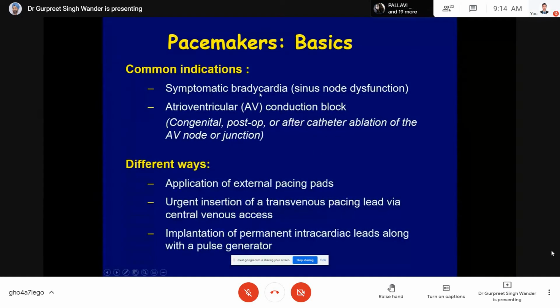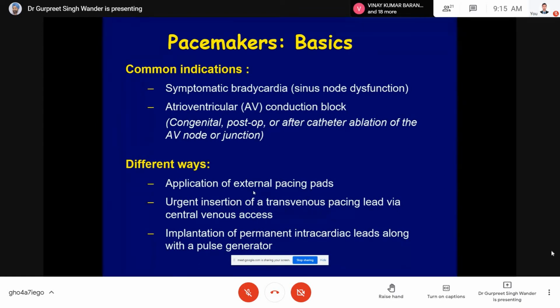So as I said, they can be useful in symptomatic bradycardias or in AV blocks. Now these symptomatic bradycardias could be when the sinus node is actually diseased, and AV block is when there is a conduction abnormality. So how we can do a pacemaker is we can do a temporary pacing or we can do a permanent pacing. This can be done by placing pads on the chest wall.